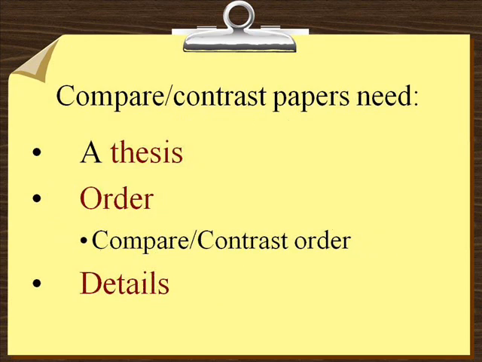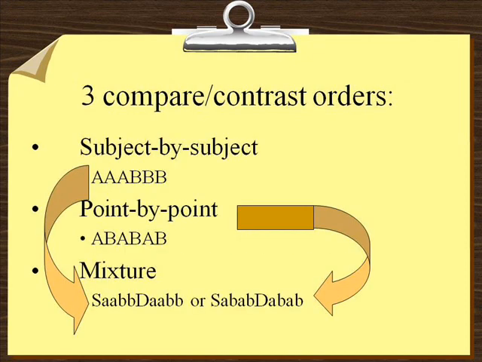Compare and contrast papers need the same three things: a thesis, order, and details. The only order that compare-contrast papers can use is compare-contrast order. There's a small hitch here, though. There are actually three types of compare-contrast orders. The first is subject by subject.